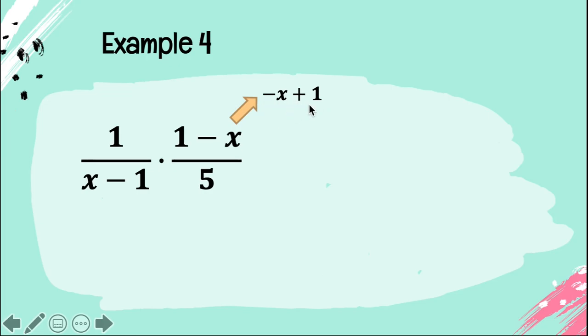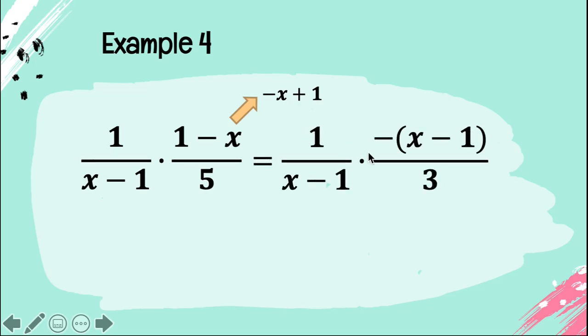And then after that, we're going to factor it out. We're going to factor out negative. So as we factor out negative, this will be now negative times the quantity of x minus 1. Or simply, we divide negative 1 to the expression, which is the common monomial factor. So that will be negative x divided by negative 1, you'll have positive x. And then positive 1 divided by negative 1 will have negative 1.